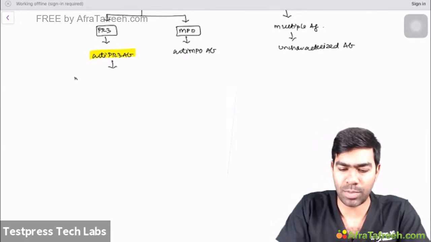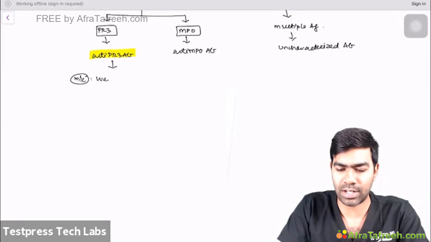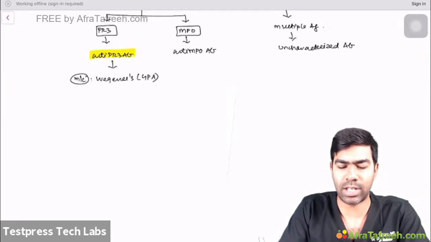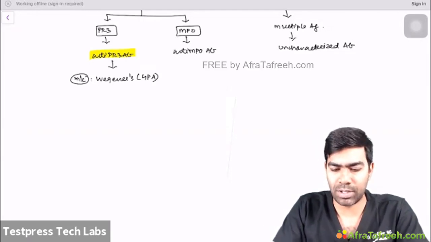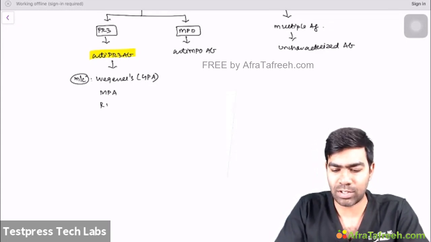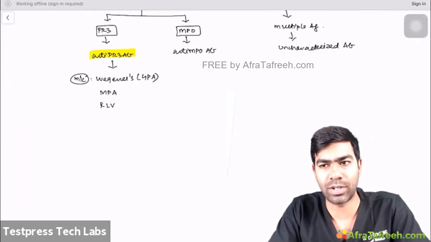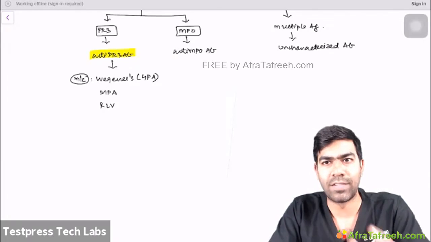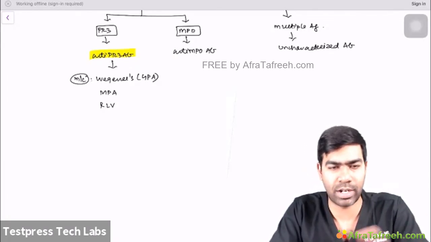So what are the vasculitides that are associated with anti-PR3 antibody? The most common vasculitis associated with anti-PR3 antibody is going to be Wegener's granulomatosis, or I can write it as GPA, granulomatosis with polyangiitis. But there are other vasculitides, for example, microscopic polyangiitis can be associated with anti-PR3 antibody to some extent. There's another vasculitis called RLV. This is called renal limited vasculitis, which means this is a vasculitis that is going to involve only the renal vessels, especially the glomerular vessels alone. So that's called the renal limited vasculitis.